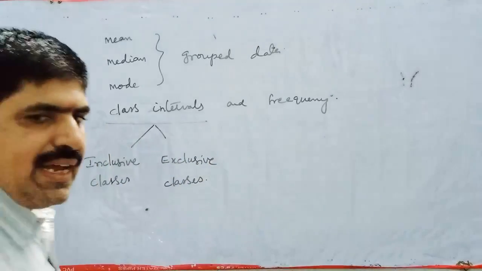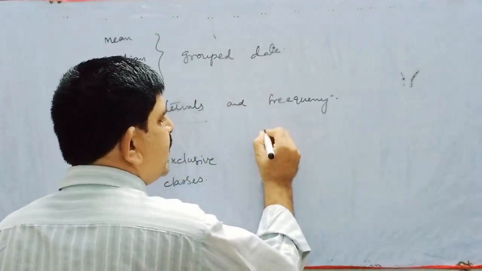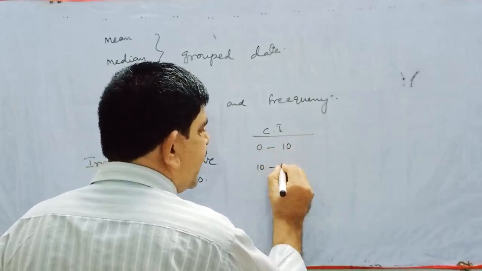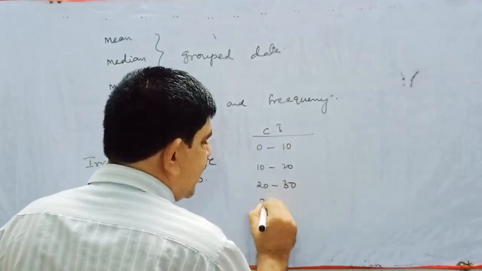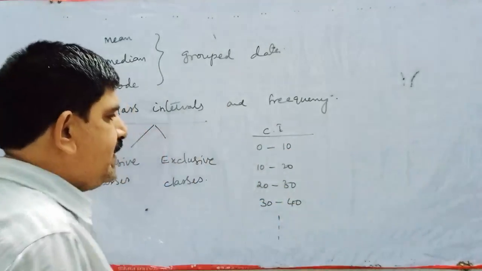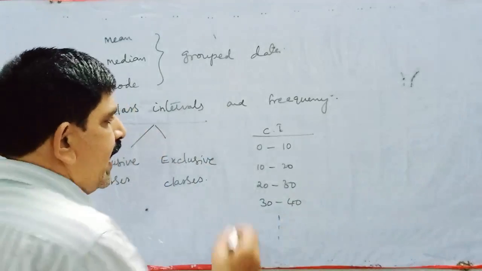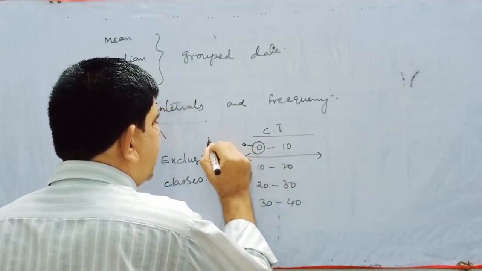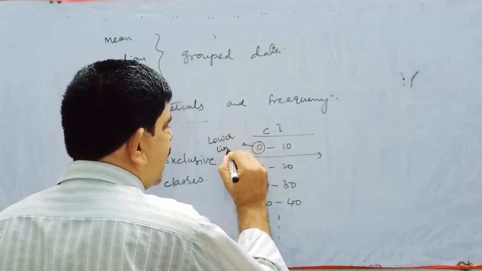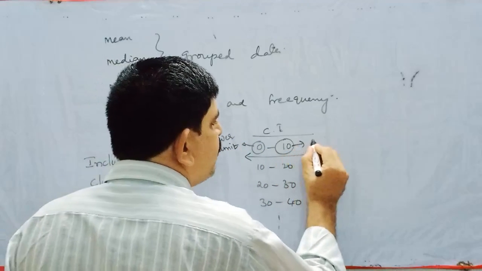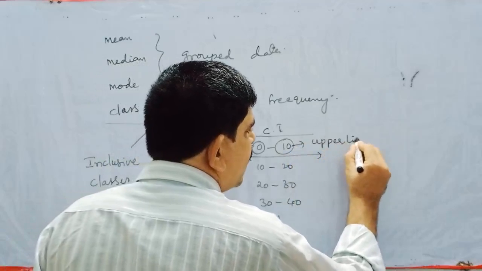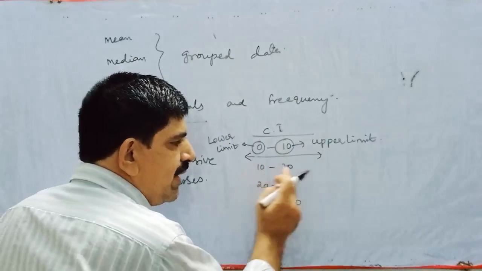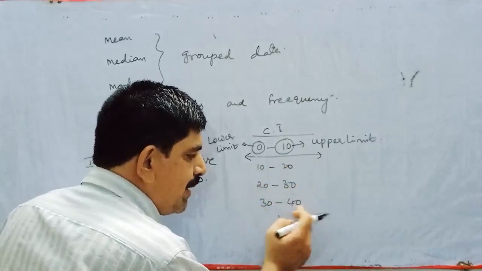What are inclusive classes and exclusive classes? Suppose for example I am taking class intervals as 0 to 10, 10 to 20, 20 to 30, 30 to 40. These are the different classes. In the first class interval, 0 is called the lower limit and 10 is called the upper limit. Next class, lower limit, upper limit, and so on.